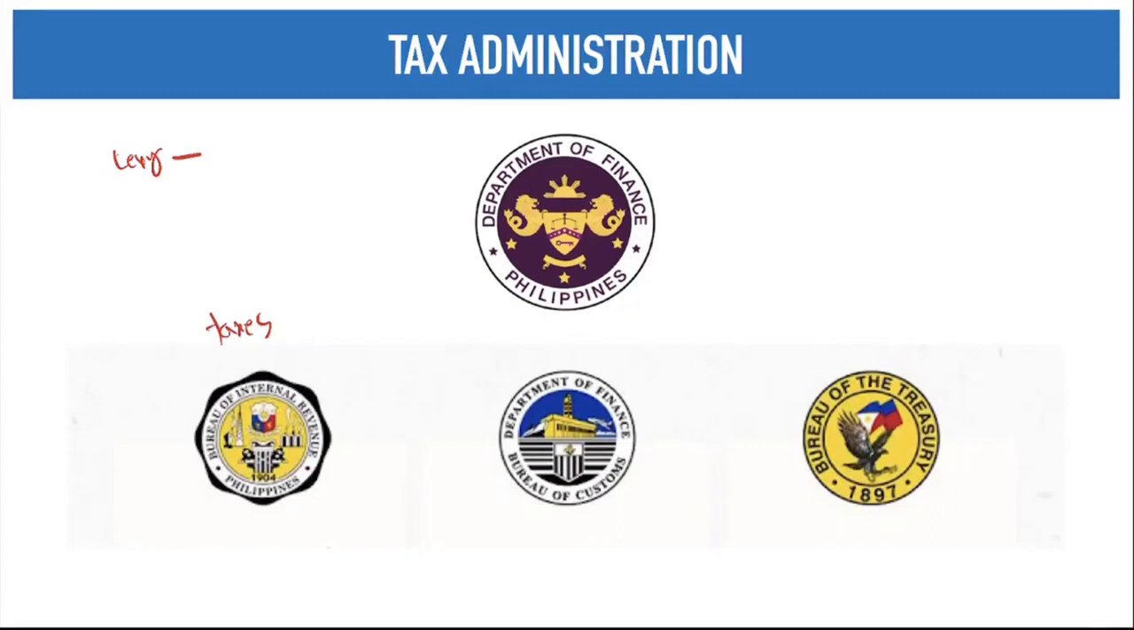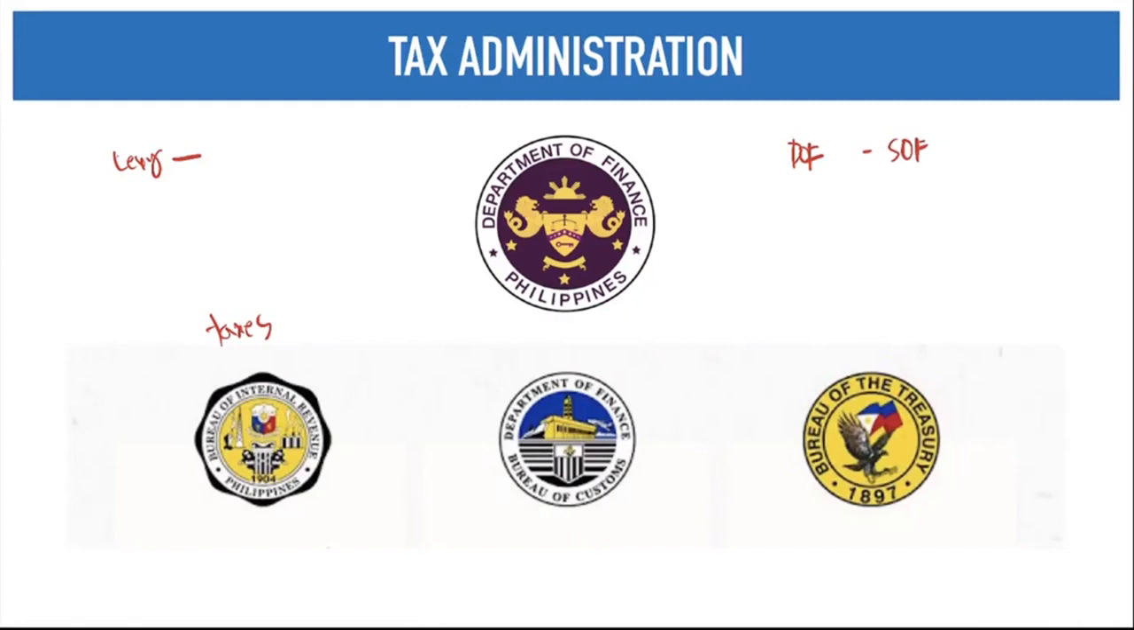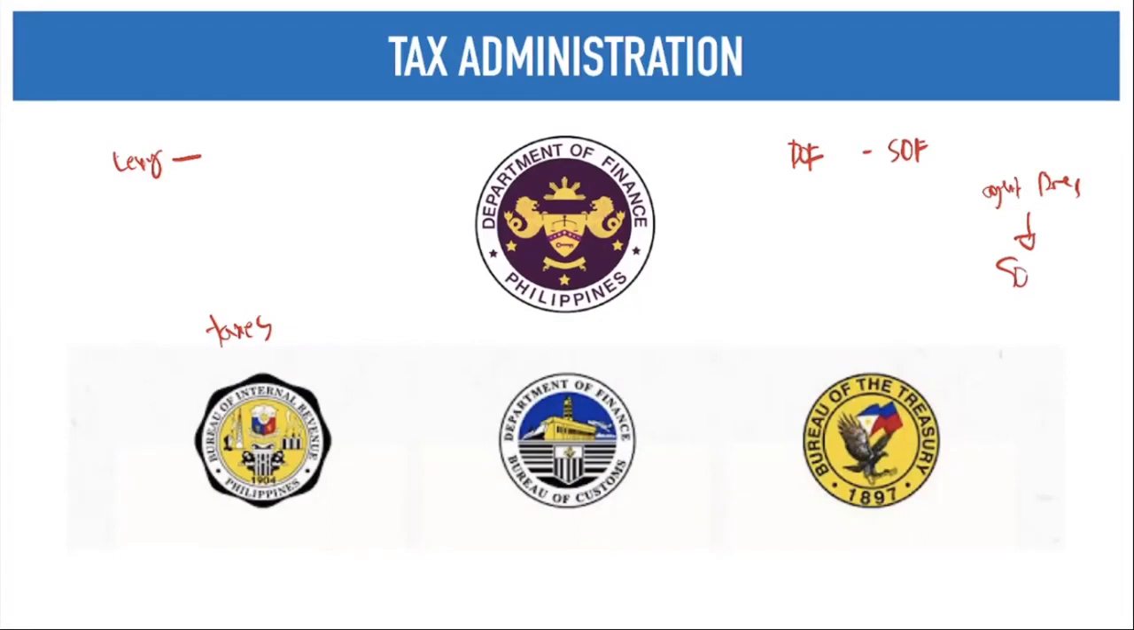So now, as you all know, the Department of Finance is the main department, which is headed by your Secretary of Finance. And your Secretary of Finance is the agent of the President. We call them your cabinet secretaries or cabinet members. One of your cabinet members or cabinet secretaries is your Secretary of Finance, which heads your Department of Finance.